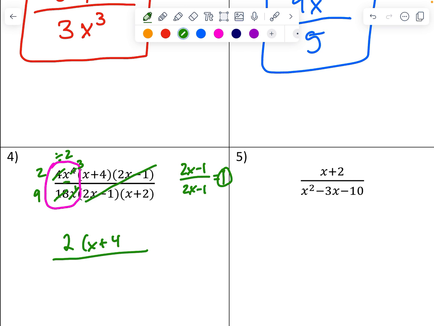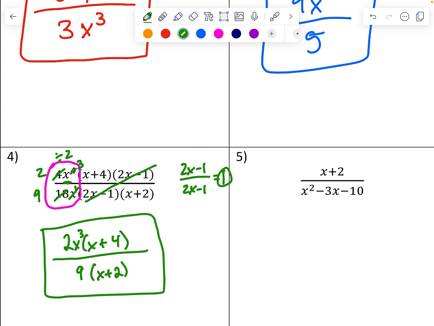Oh, I forgot that x. We've got that x cubed as well. And then on the bottom, we have the 9. The x went away, and we still have an x plus 2. And from there, I don't see anything else I could simplify, and you do not need to distribute, so I would leave it in factored form. So that one was nice. We could see the factors, so when we had factors in common, they would simplify to a 1 and cancel.